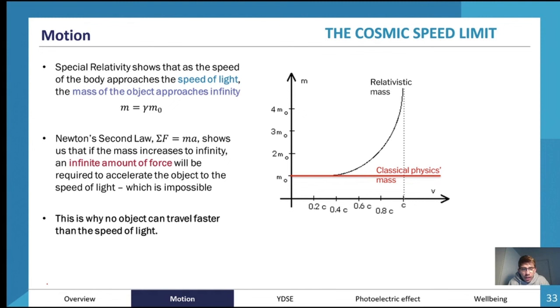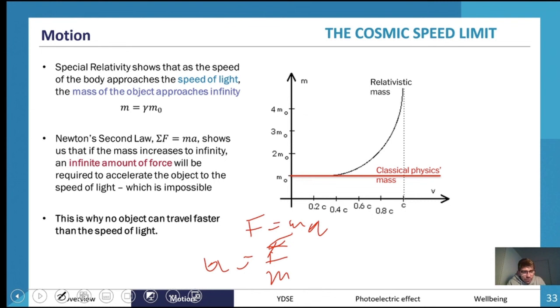Now, as mass gets higher and higher and higher, obviously an object can't accelerate anymore and slows down. Remember, force is equal to mass multiplied by acceleration. Acceleration is equal to force divided by mass. So there is an inverse relationship between acceleration and mass for the same amount of force being applied. So what's going to happen is there is a limit which we cannot cross, and that is the cosmic speed limit. Nothing can travel faster than the speed of light. So that's how we came to that conclusion.